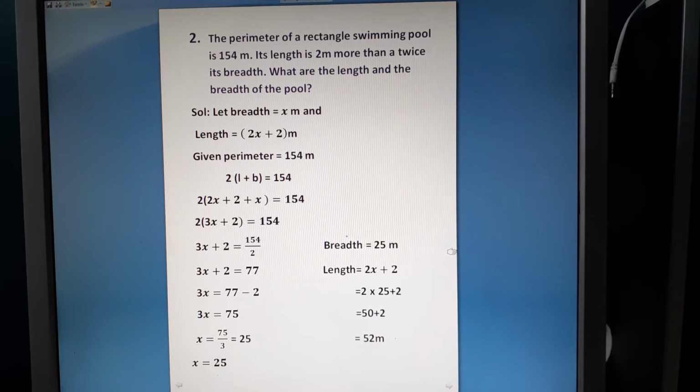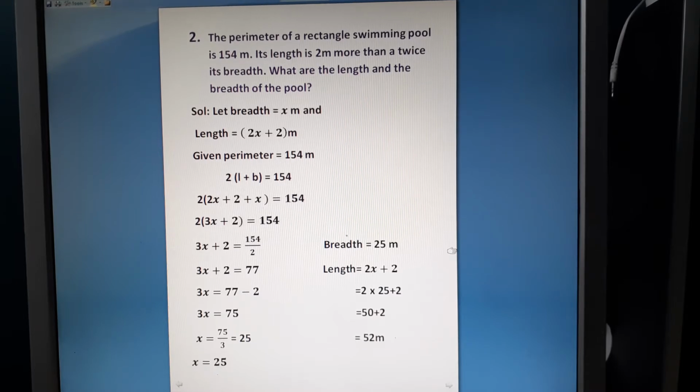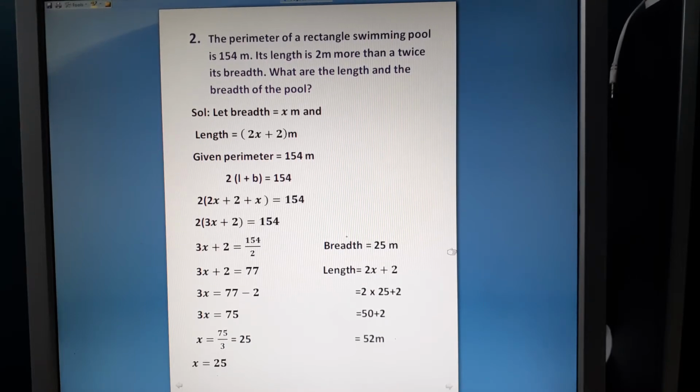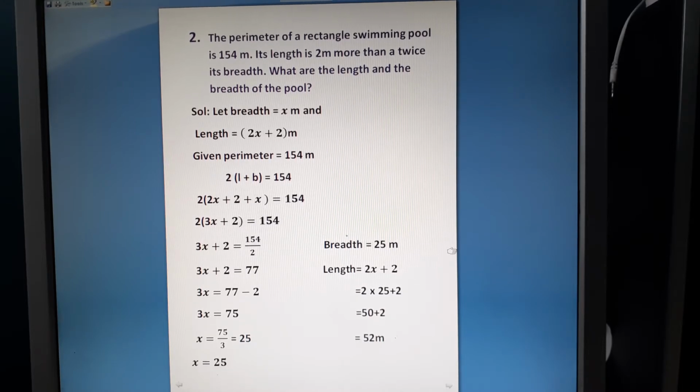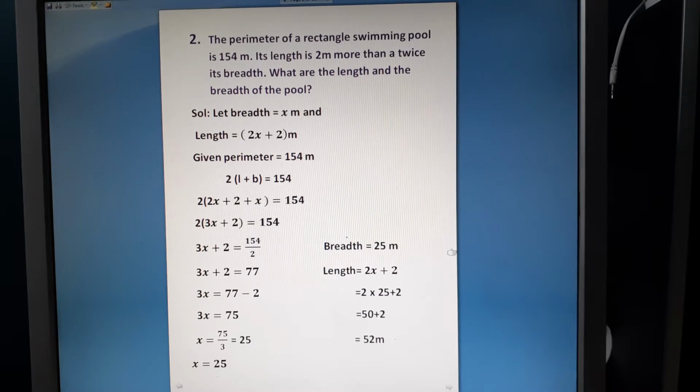The left hand side 2 comes to this side under division. Now 3x plus 2 is equal to 77, because 154 divided by 2 is 77. 3x is equal to 77 minus 2. The left hand side plus 2 comes to this side and changes into minus 2. 3x is equal to 77 minus 2, which is 75. Now x is equal to 75 divided by 3, that is equal to 25. So x is equal to 25.